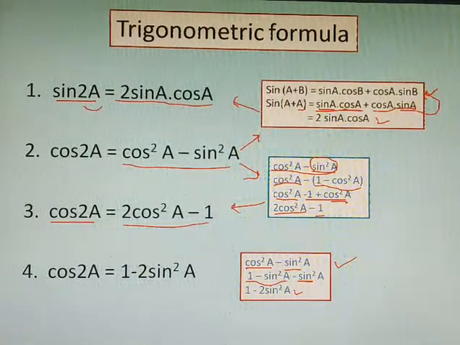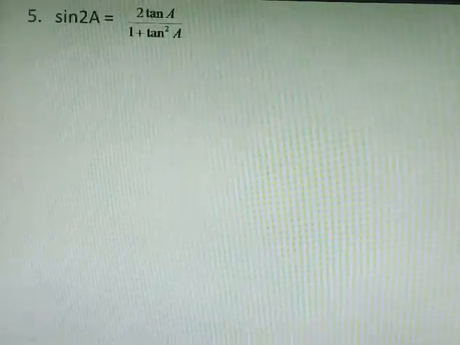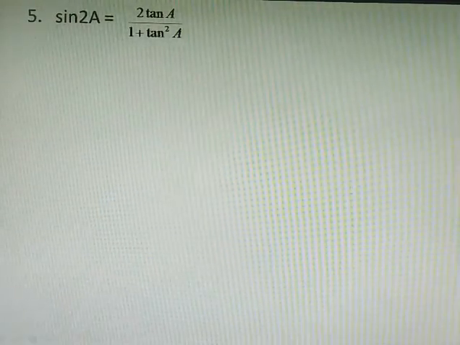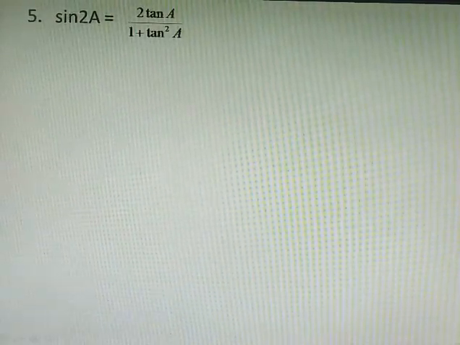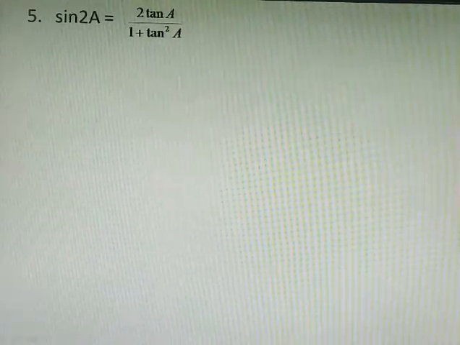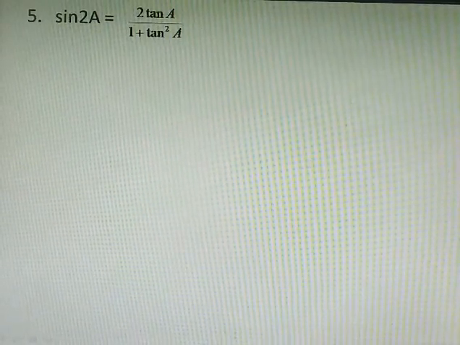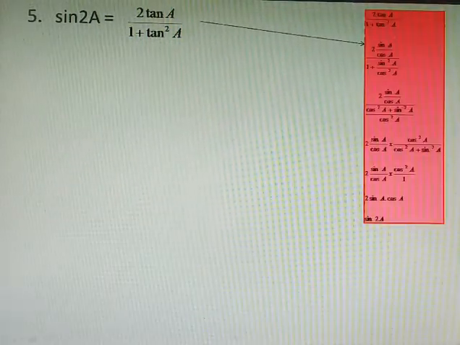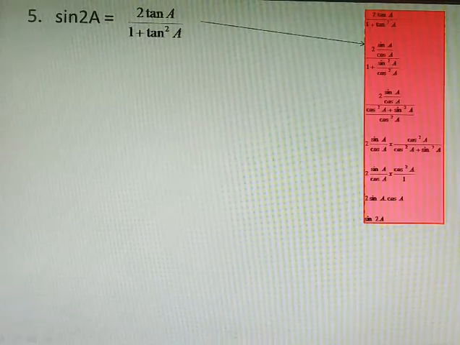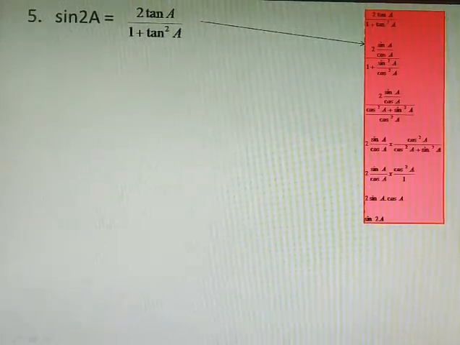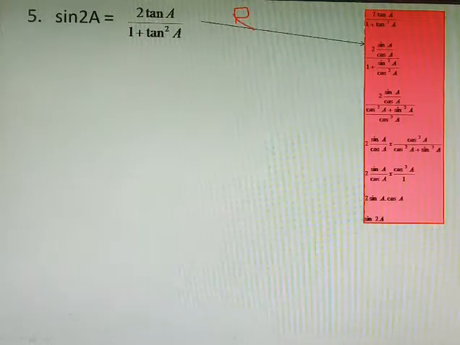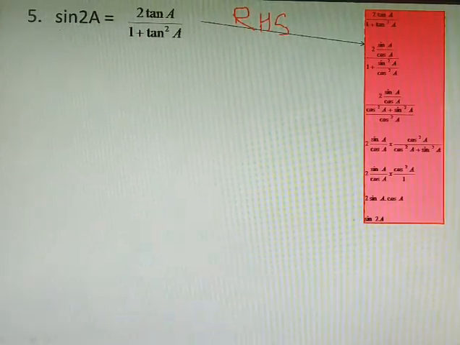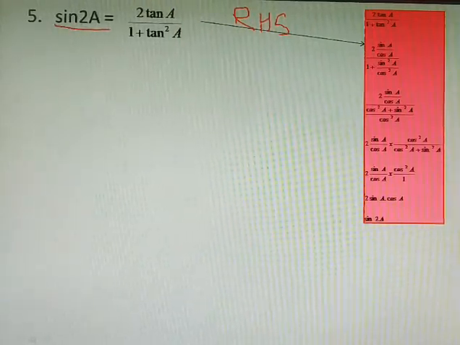Now moving to the next formula, we have formula number 5. And for formula number 5, okay, it seems to be difficult. You might be curious how this formula comes. So let me show you the proof example for this formula. So you can see here, I have used RHS here. So using RHS, I will be proving the left hand side in this formula.